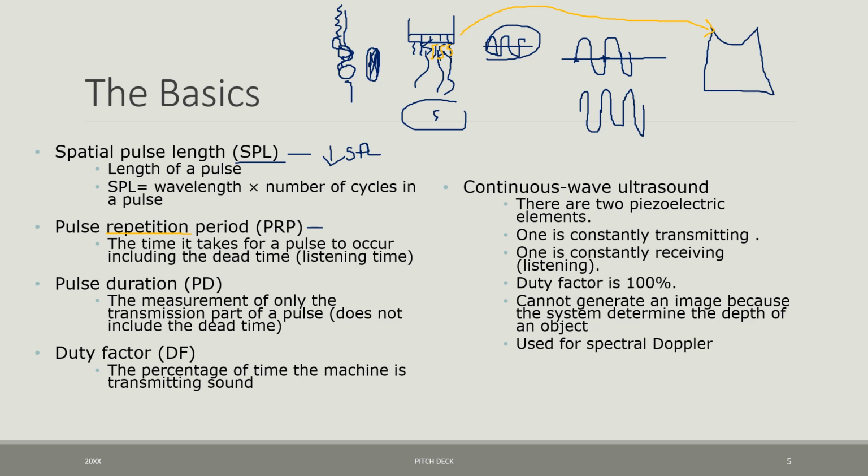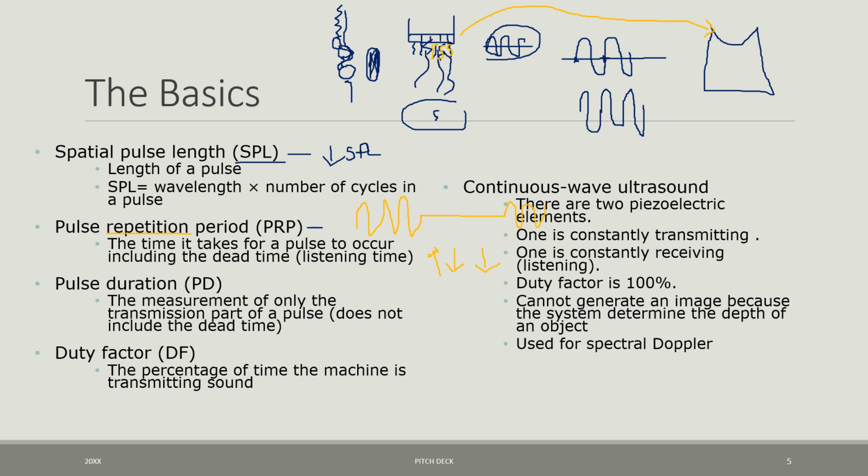Now, our ability to visualize a smooth image without that flickering effect is referred to as our temporal resolution. So the pulse repetition period is the time it takes for our pulse to occur and our listening time before the next pulse occurs. And when I have a long listening time, that makes my pulse repetition period longer. So as I have an increased pulse repetition period, I am going to decrease the number of frames or images I produce, which would then decrease my temporal, or my real-time, resolution.